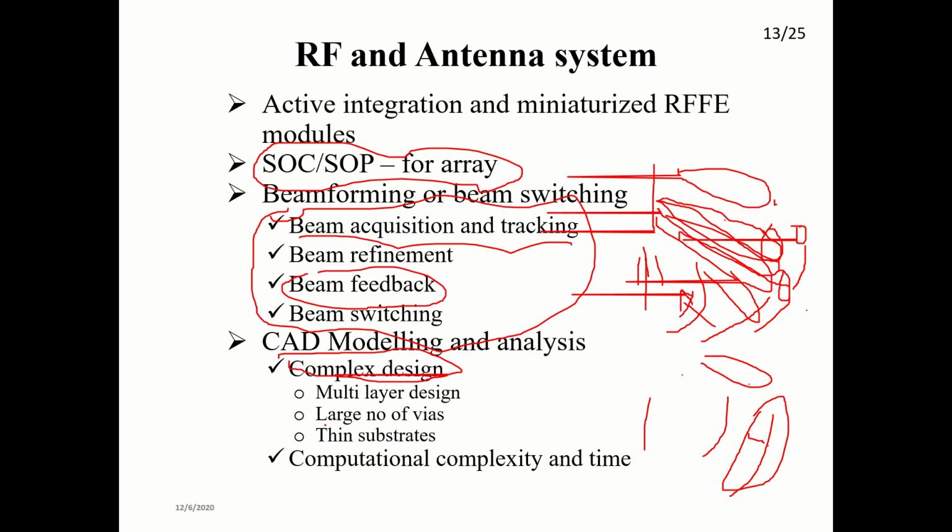Next is computation complexity and time. Computation complexity will be much higher, as I have discussed. You can see how complex a multi-layer design is, and the solver will take much time. So a lot of simpler methods have evolved in order to analyze these kinds of complex structures. There is an opportunity for computational electromagnetics or electrodynamics engineers to solve these problems, like multi-layer structures with large vias and thin substrates. We have to analyze layer by layer and finally combine the effect of each layer in the whole system, so it will take much time.